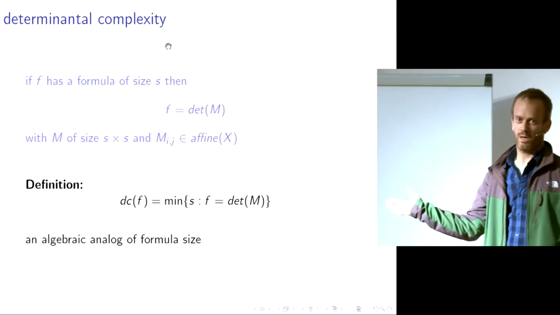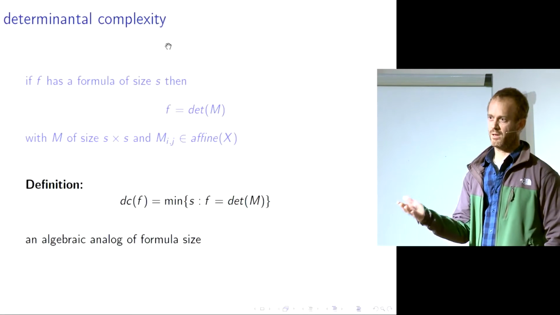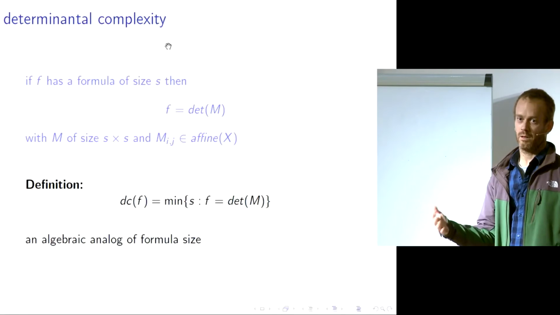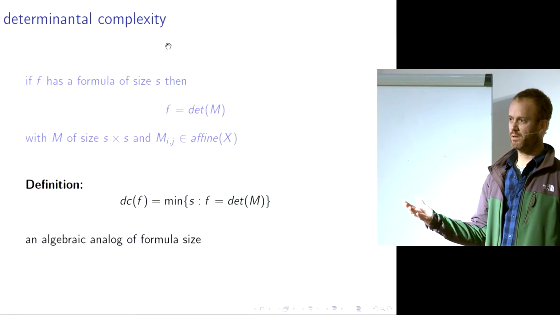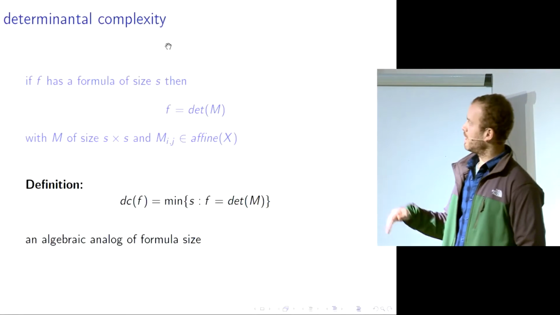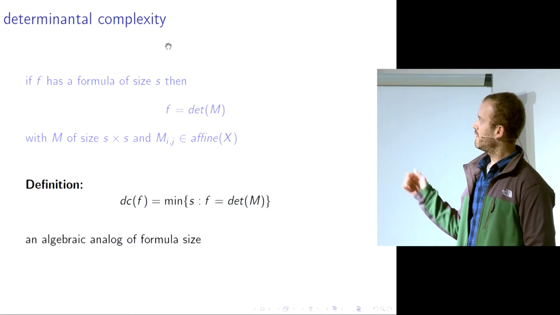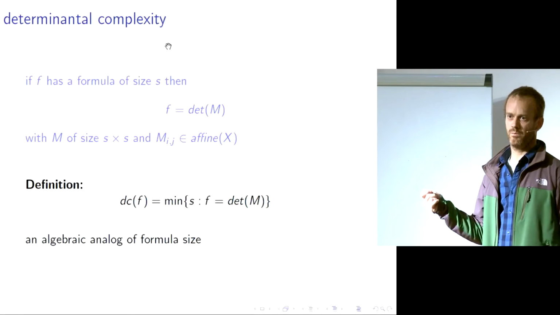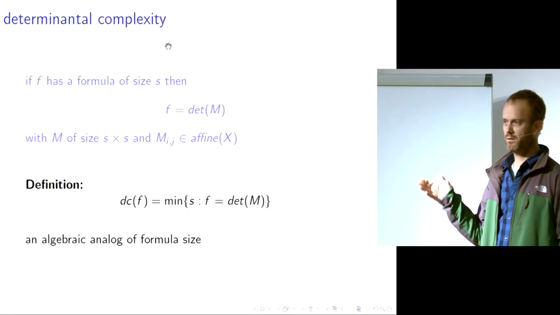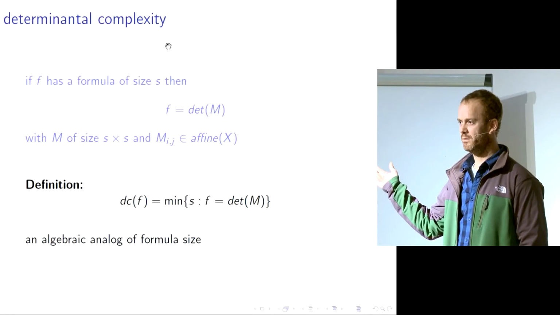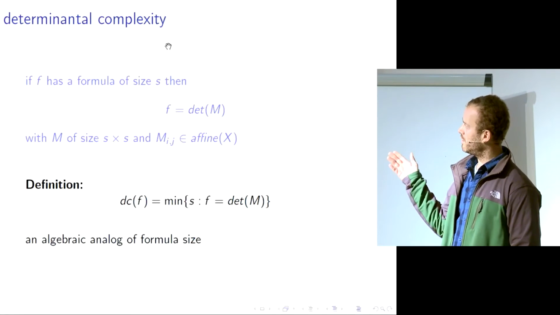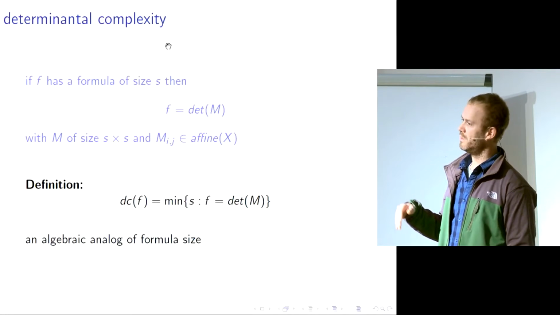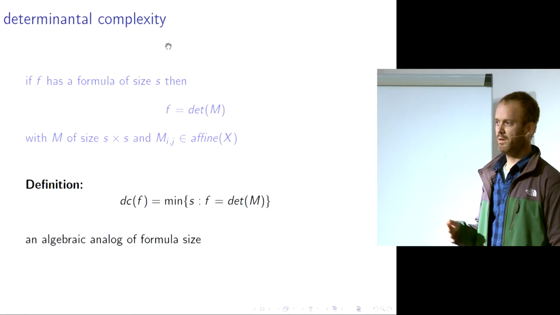So now we remove the circuit. We have a different, somewhat maybe easier to phrase problem. Now we are given some polynomial f, and we want to know what is the minimum size of a matrix such that f is the determinant of this matrix.